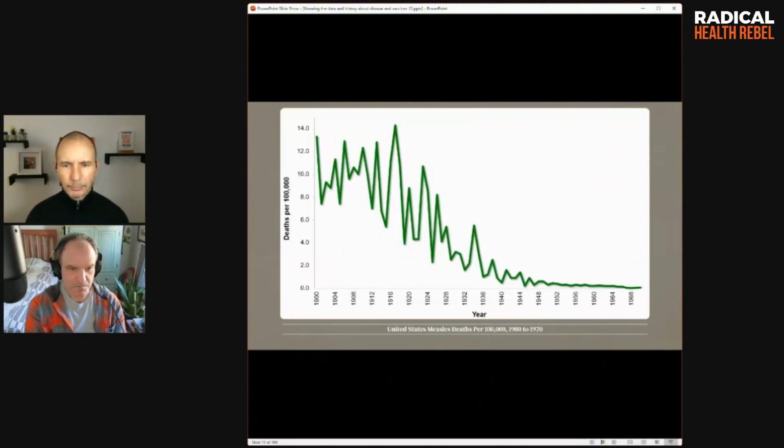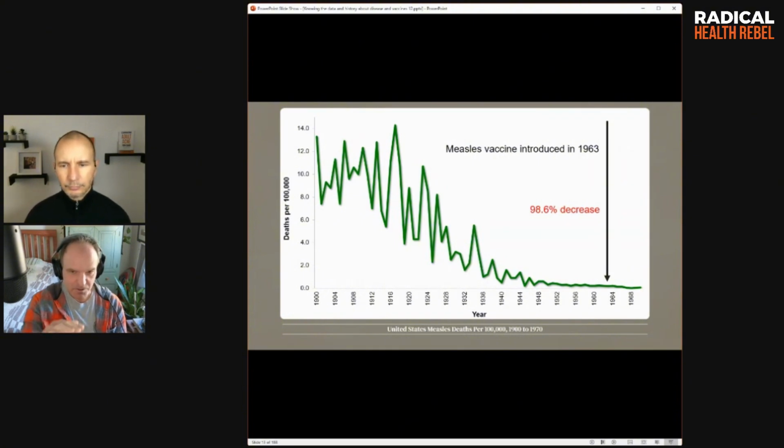Now we'll go to the measles deaths. We can see in 1963 they came out with a vaccine, when deaths were already down by over 98%. You can see it's just trailing off to not a big deal.